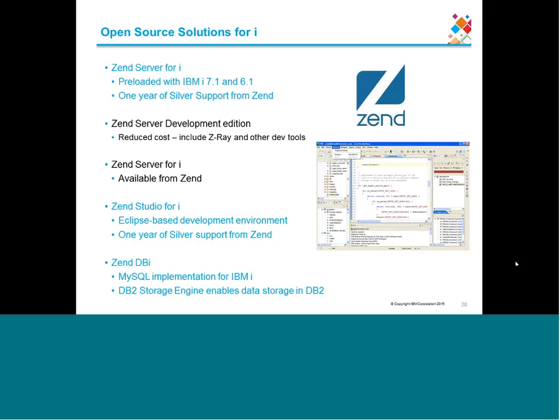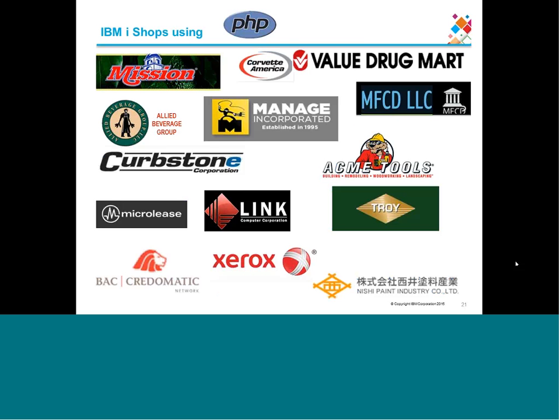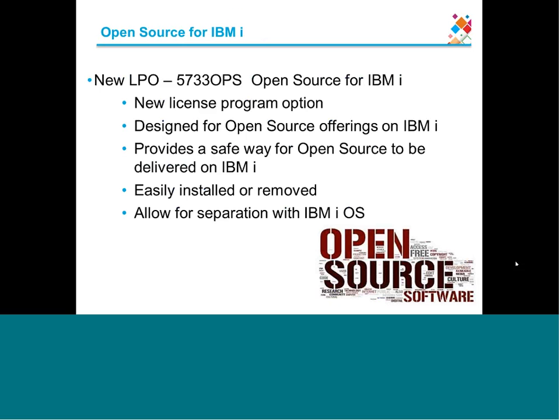Lots of customers are doing this. This is just a smattering of some that have had great success using PHP on our platform in production type environments. One of the other new ways that we've been doing this, and this is with my team here at the development lab, is we've been creating new open source technologies and delivering them to our customers. The Apache server, we've delivered that through our DG1 product. And we had some thoughts that maybe that was a decent landing place to put other open source products.